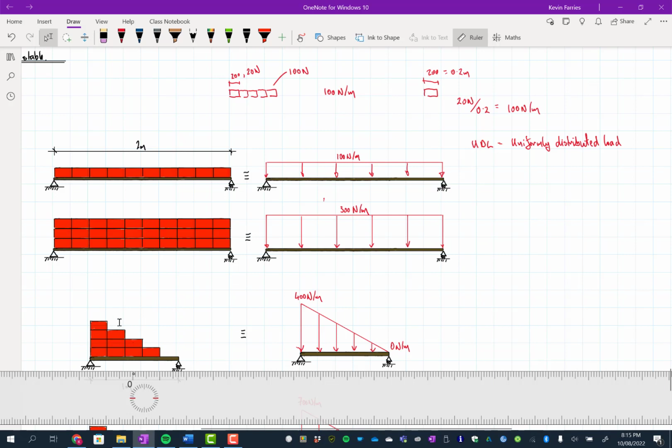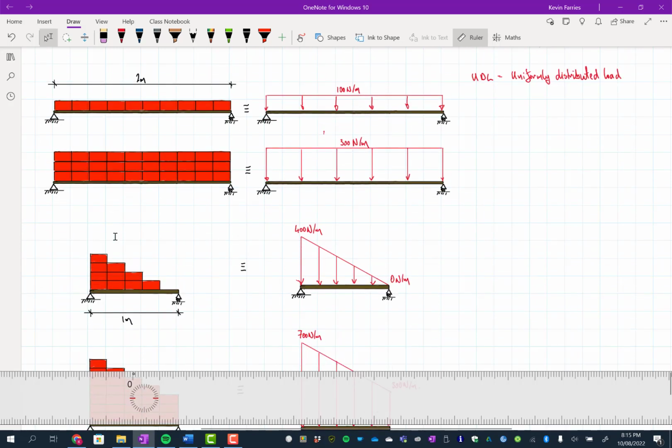And so to roughly represent these bricks as a line load, you'd end up drawing a triangle, basically. 400 newtons per meter at one end, because you've got 4 bricks stacked up, down to 0 newtons per meter at the other end. And this you call a triangular load. So you've got a triangular load like that.